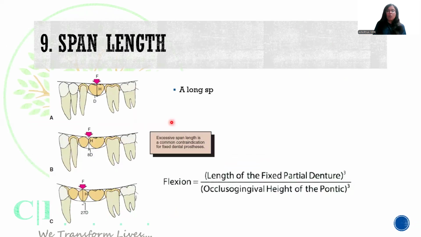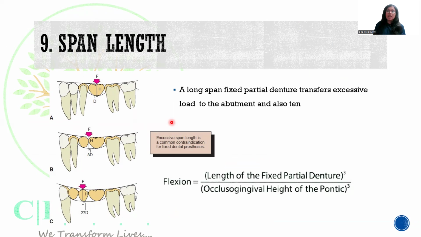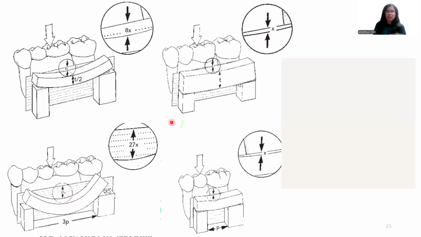Now the span length. Now a longer span of FPD, if you're planning for that in a patient, you have to understand that for each pontic you're replacing, the amount of flexion on that FPD is increased by 3 times. If the vertical space is high for replacing the pontic, the occlusogingival height of the pontic, if you're increasing the pontic height by 1 time, the flexion of the FPD will be reduced by 3 times. So let's see that in the next slide.